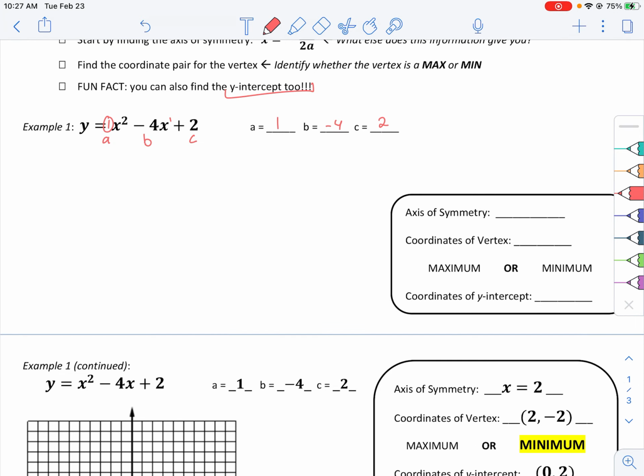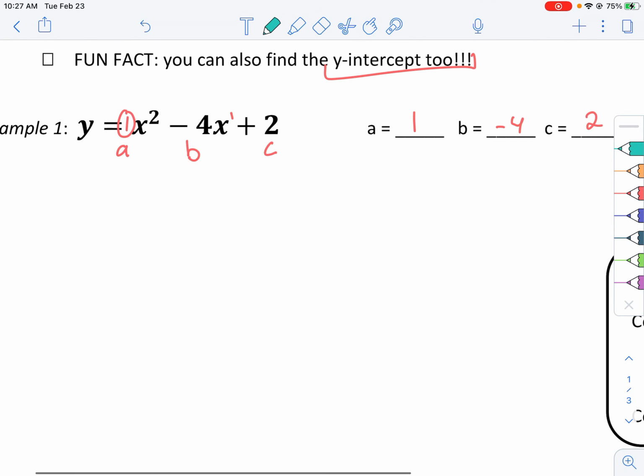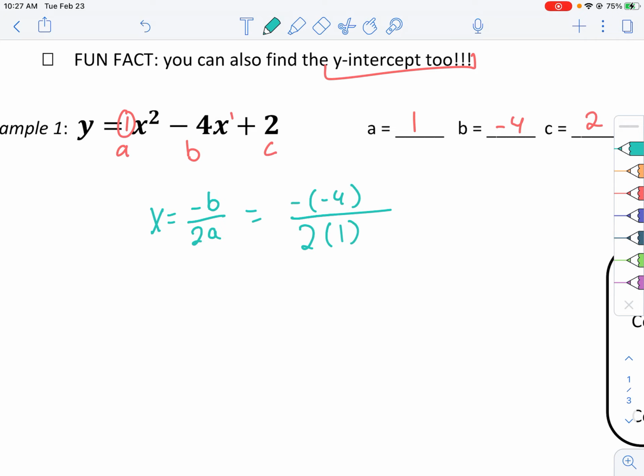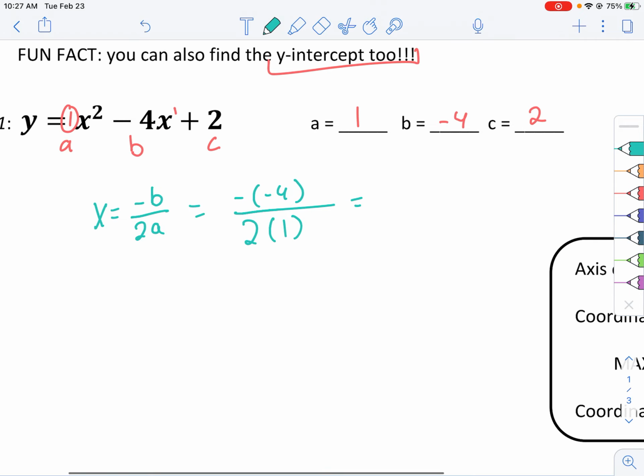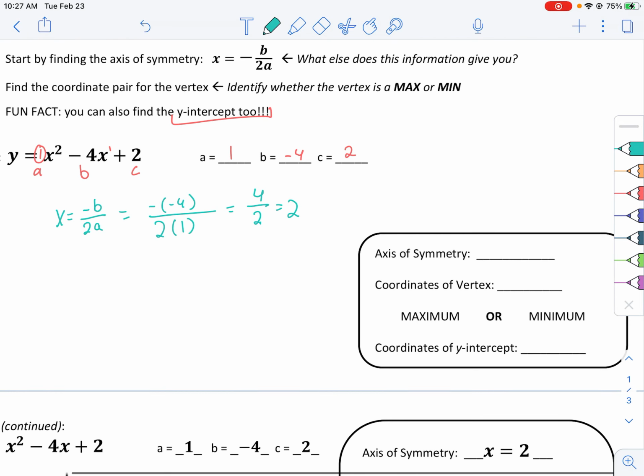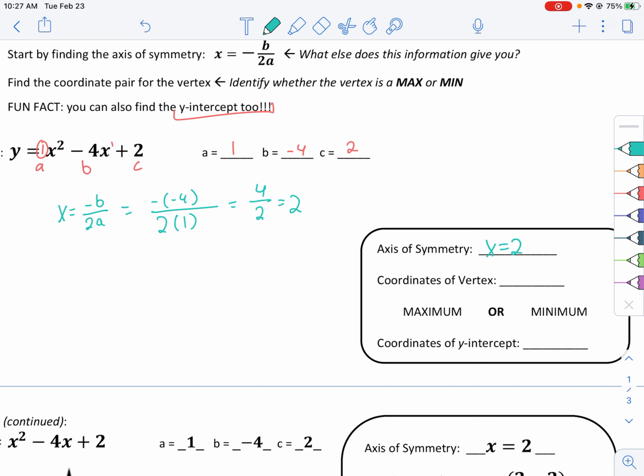So we first should find the axis of symmetry. Axis of symmetry is x is equal to negative b divided by 2 times a. And then we plug in our values. So we know that b is negative 4. So we say negative 4 divided by 2 times a is 1, so multiplied by 1. So that becomes negative is positive divided by 2, which tells us that the axis of symmetry is x is equal to 2.